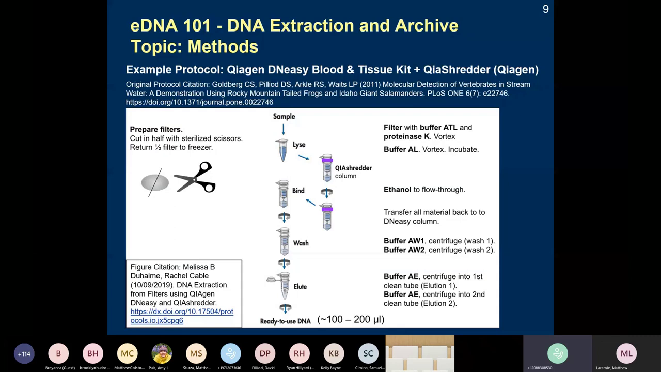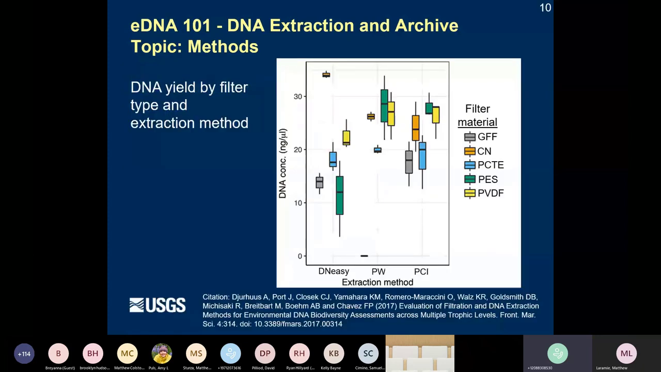And finally, DNA gets eluted into a cryostorage vial. We do that using a stabilizing buffer, generally at a volume somewhere around 100 or 200 microliters. And at this point, your sample is ready for analysis or archiving. And as I mentioned, this is just one example of several of the methods that are in use.